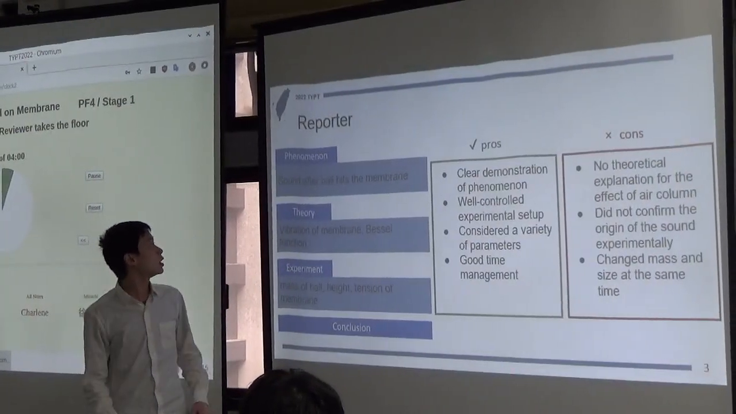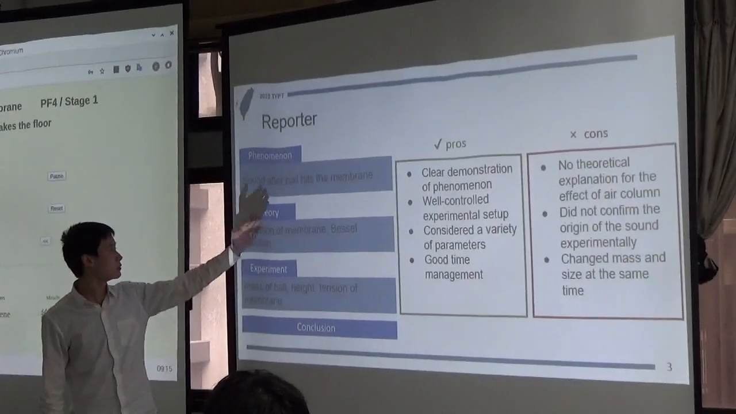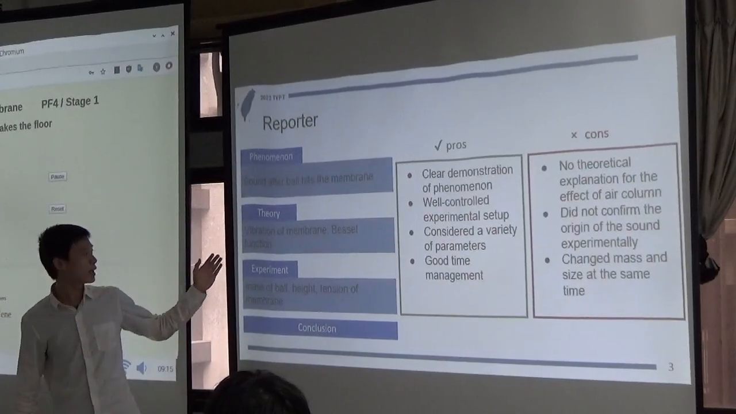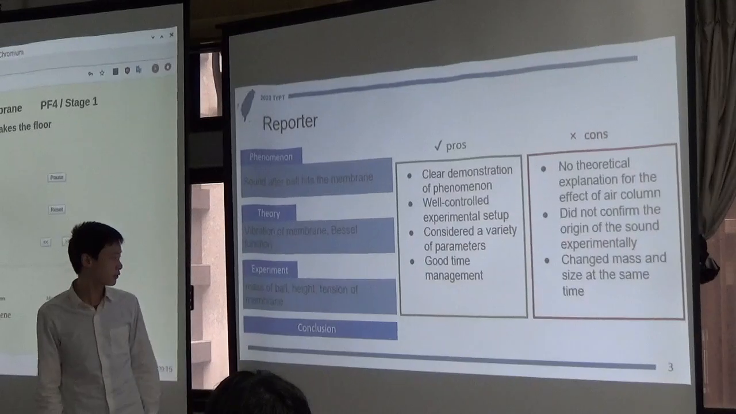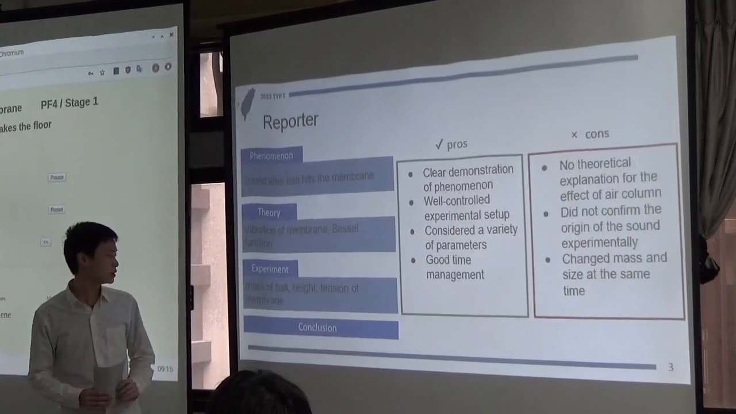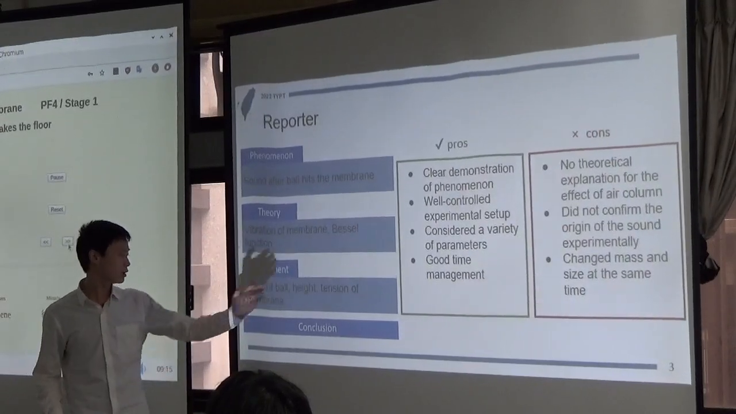For the reporter, he demonstrated the sound after it hits the membrane. For their theory, they explained by using the vibration of the membrane and the Bessel function. For the experiment, they changed the mass of the ball, the height, and the tension of the membrane.